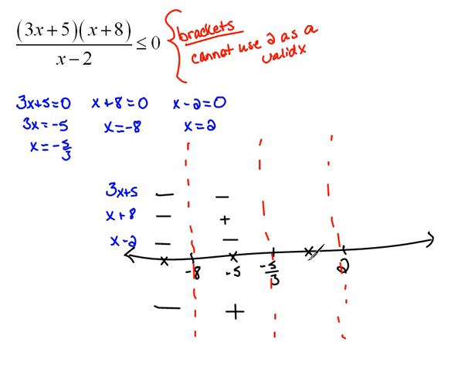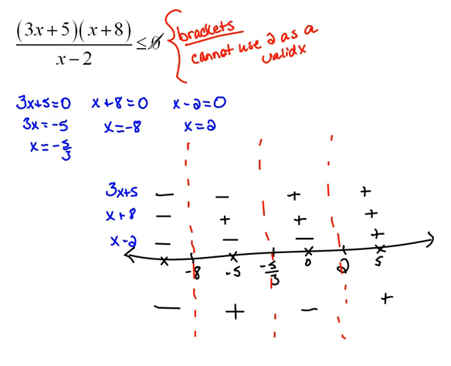Now we'll choose something in here like 0. 0 minus 2 would be negative, 0 plus 8 would be positive, and 3 times 0 plus 5 would be positive. So positive times positive would be positive, divided by negative would be negative. Lastly over here, like say 5. 5 minus 2 would be positive, 5 plus 8 would be positive, and 3 times 5 plus 5 would be positive. So positive times positive divided by positive would be positive.